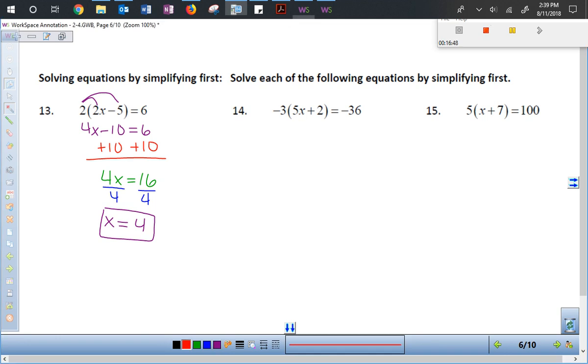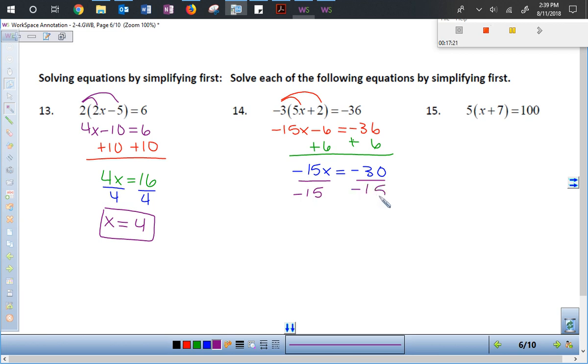Now on number 14, we need to distribute the negative 3 first. Negative 3 times 5x is negative 15x. Negative 3 times 2 is negative 6 equals negative 36. So distribute first. Now we can add 6 to each side. And we will get negative 15x equals negative 30. Divide each side by negative 15. And x equals 2.